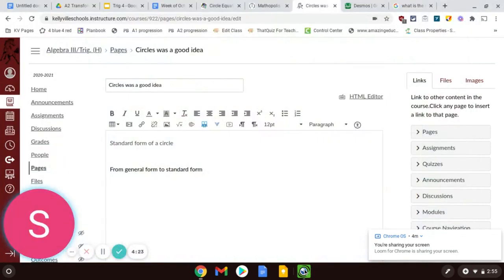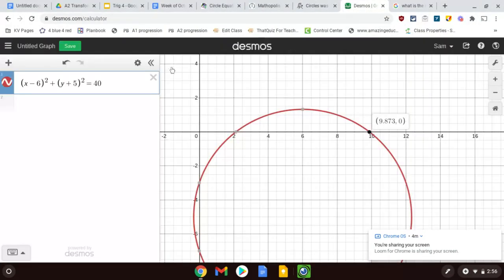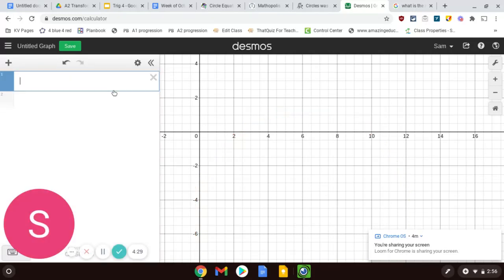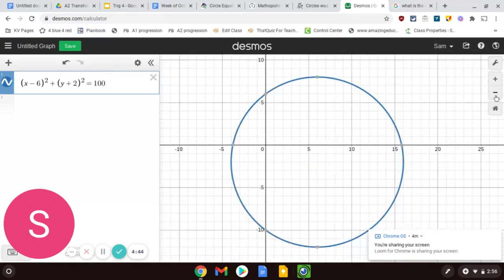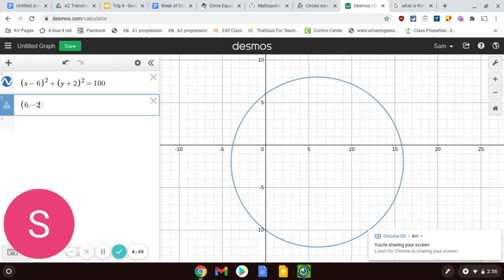Well, I've got you here. I'm going to pull up Desmos and type these in so you see that they are the same thing. So x minus 6 squared plus y plus 2 squared equals 100. That was our original circle. All right. So you can see the center is at 6, negative 2, and it does have a radius of 10. From 6 to 16 here, it does have a radius of 10.